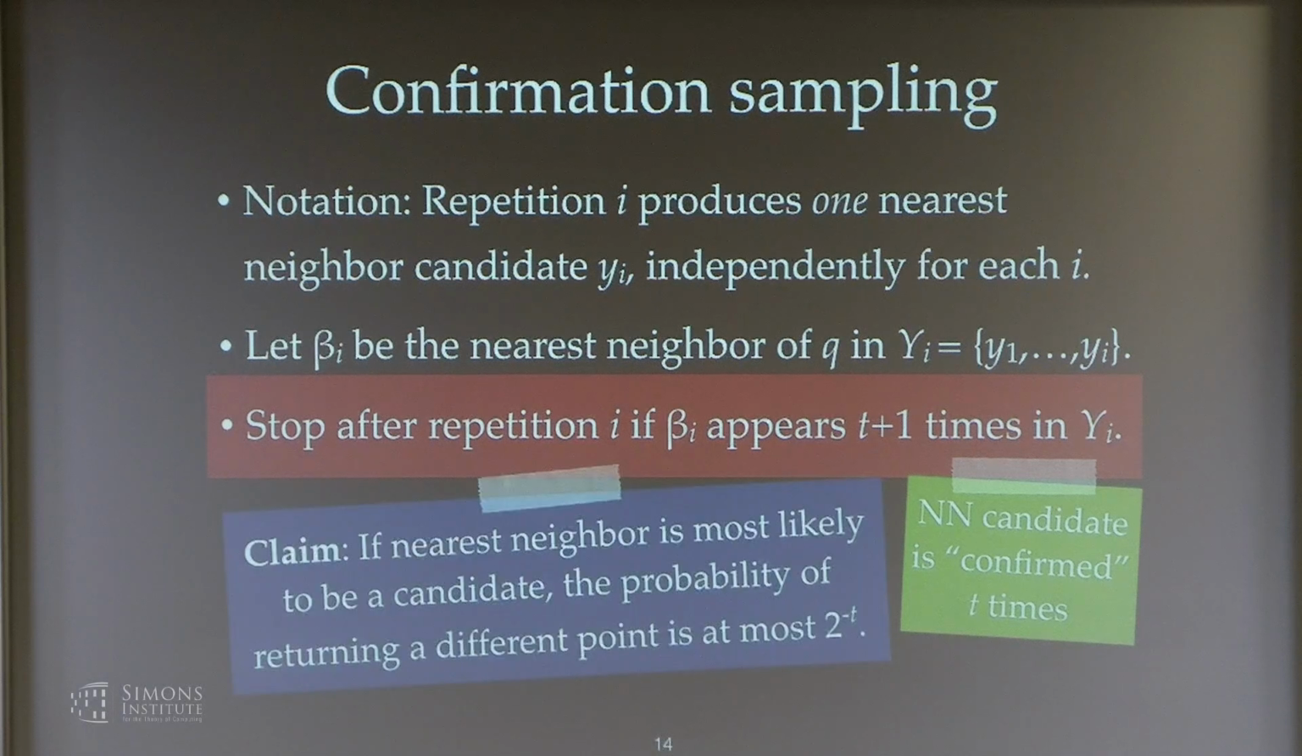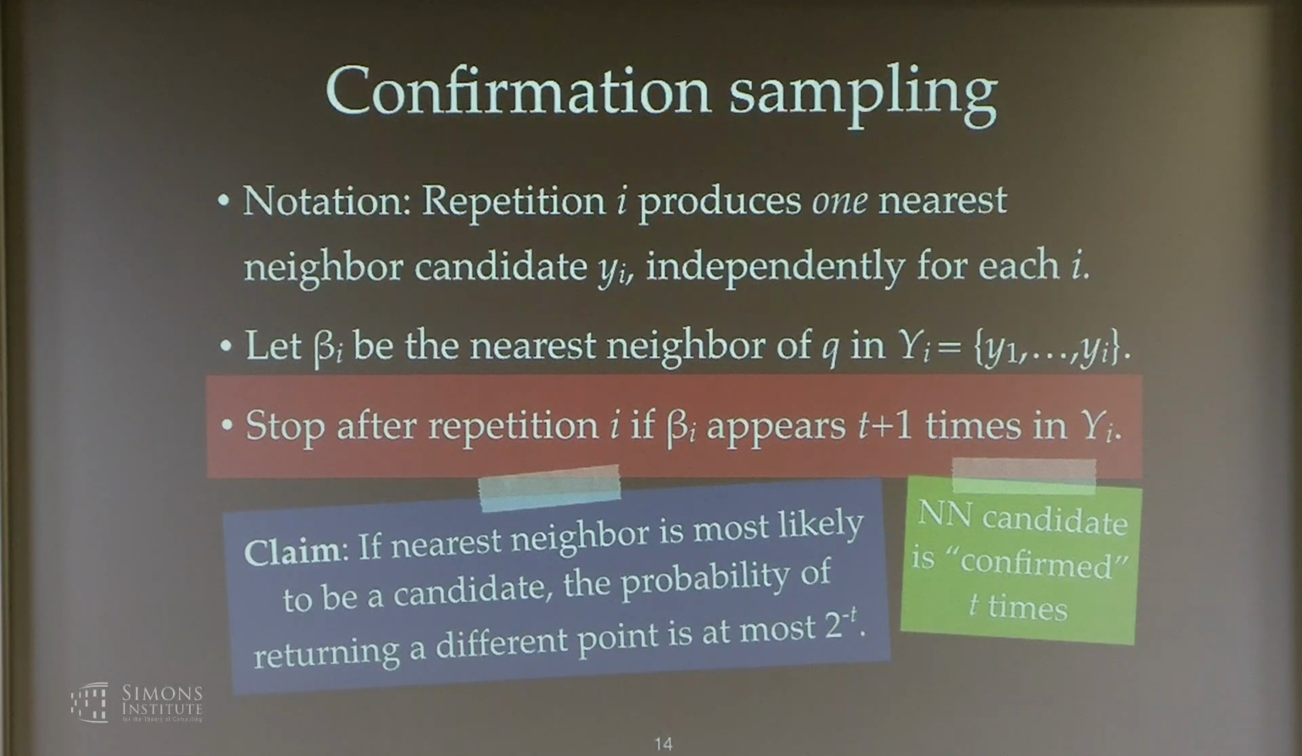So the claim is that this works, at least if we assume that the nearest neighbor is more likely to be a candidate than anything else. Okay, so the probability that the best thing from a hash table that we look at is the nearest neighbor is at least as high as any other data point.